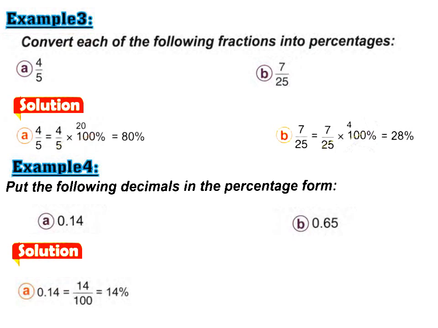Letter B, 0.65. I can put 0.65 in the form of a fraction. This decimal number will be 65 over 100, because the point is after 2 digits. This form of fraction is the form of a percentage, because its second term equals 100, so it equals 65%.